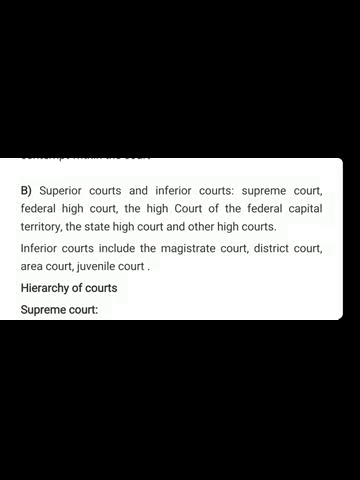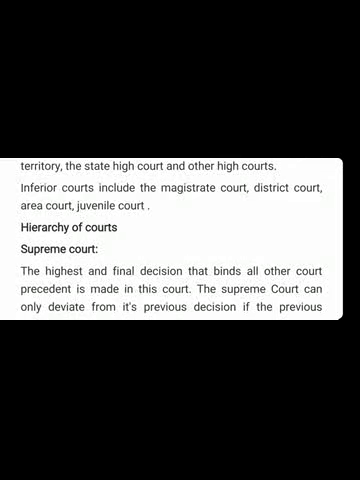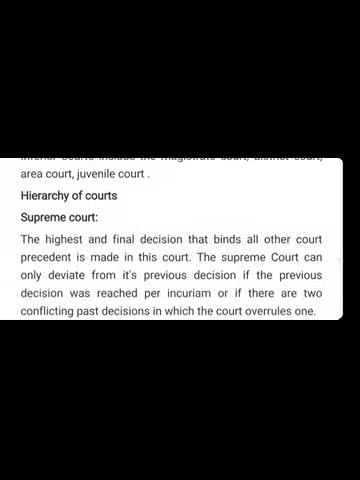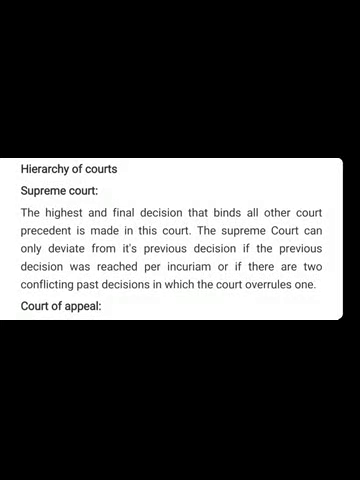Let's go to hierarchy of courts. Remember, a good system should have a good hierarchy of courts. The highest court in the Federation of Nigeria is the Supreme Court. The Supreme Court has the highest and final decision that binds all other courts' precedents. Now, the Supreme Court can only deviate from its previous decision if the previous decision was reached per incuriam.